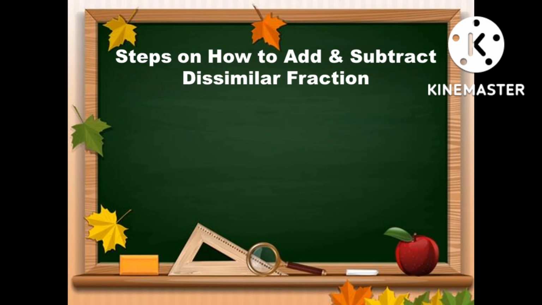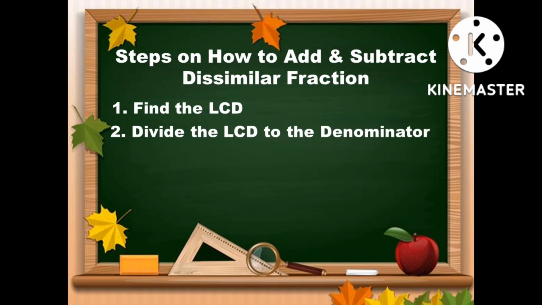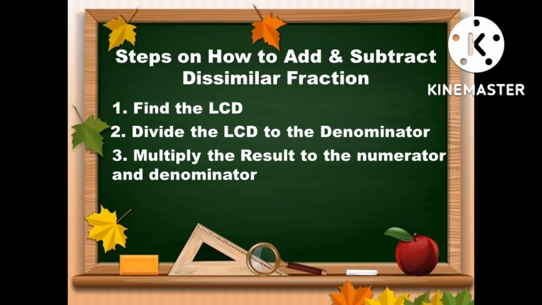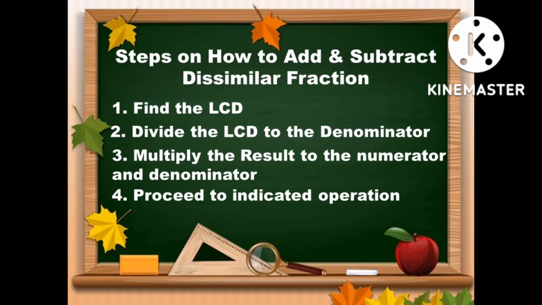Those are: first, find the LCD; second, divide the LCD by the denominator; third, multiply the result to the numerator and denominator; fourth, proceed to the indicated operations; and lastly, simplify if possible. These are the steps you have to remember when you add and subtract similar fractions. So let's apply this now to our given example.